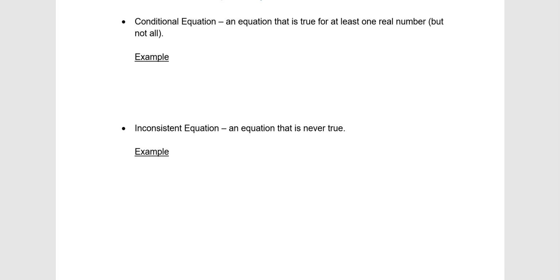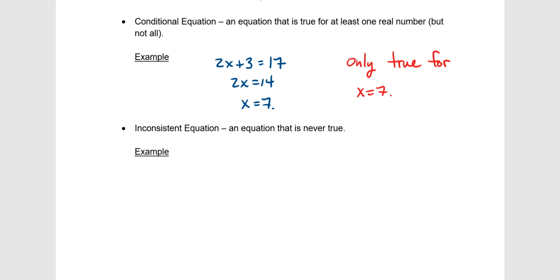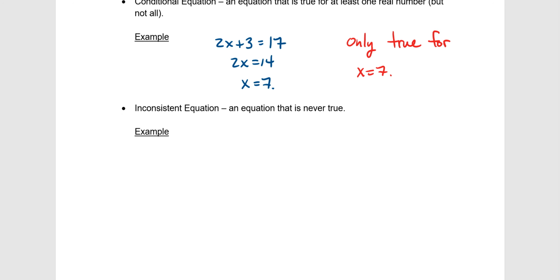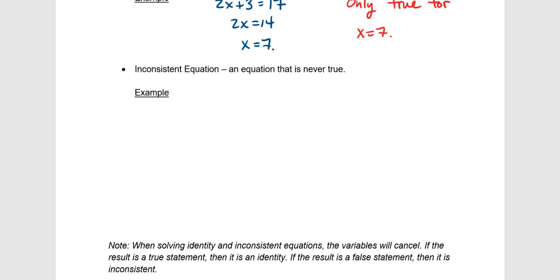The next one is a conditional equation. A conditional equation is an equation that's true for at least one real number, but not all real numbers. So something like 2x plus 3 equals 17. If we solve this for x, we subtract 3 and get 2x equals 14. Divide by 2, and we get x equals 7. So this is only true for x equals 7. That's how most of our examples end up being. They end up being conditional. They're true on, in this case, one condition.